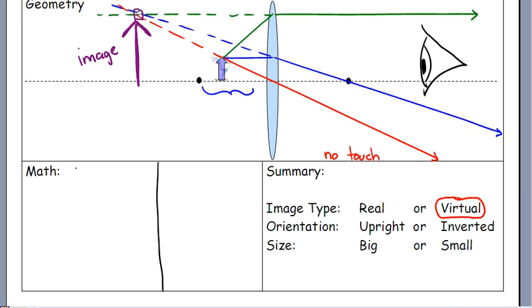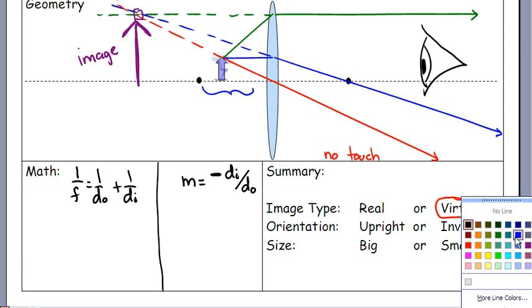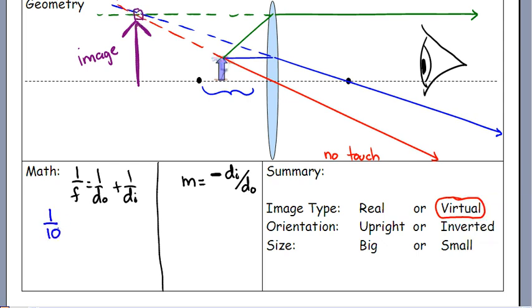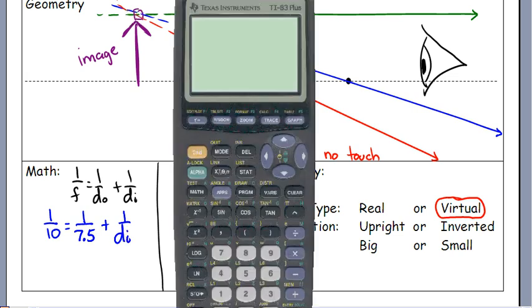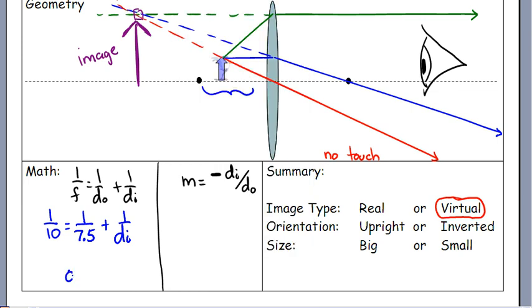Okay, we've got two equations. One of them is this one. And the other one is this one, the opposite of di on top of do. Okay, so 1 over 10 equals 1 over 7.5, we've moved inside the focal length, plus 1 over di. It's actually pretty impressive that the math can guide you to the same answer. It doesn't need the ray diagram. So minus 7.5 flipped around. Flip it back. Oopsies, broke it. There we go. And the math says, hey, I got a number for you. It's negative 30. And it's working, right?